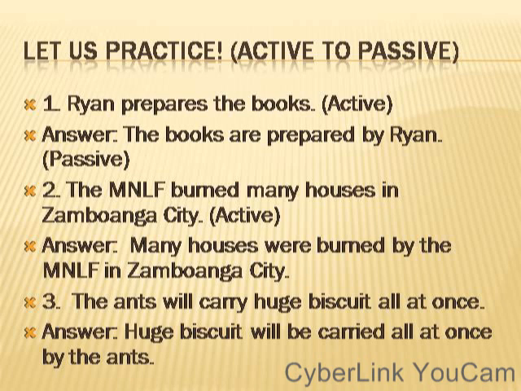Number 2. The MNLF burned many houses in Zamboanga City. In this sentence, this is an active. So, to convert this into passive, here it is. Many houses were burned by the MNLF in Zamboanga City. So, the MNLF in the active becomes the recipient in the passive sentence. So, MNLF burned many houses in Zamboanga City. In passive, many houses were burned by the MNLF in Zamboanga City.